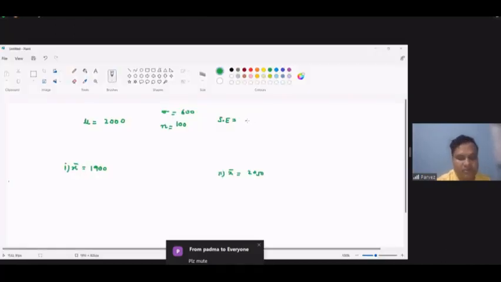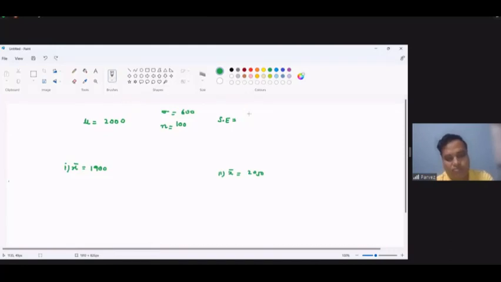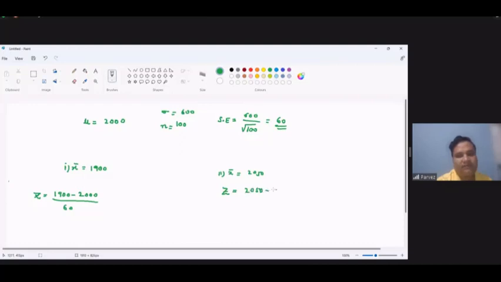Okay, so how much did you get? 60, sir. Standard error, you got 60, right? Then let's put it in the formula. X bar minus mu, divided by the standard error, which we got as 60. Second situation also: X bar is here 2050.